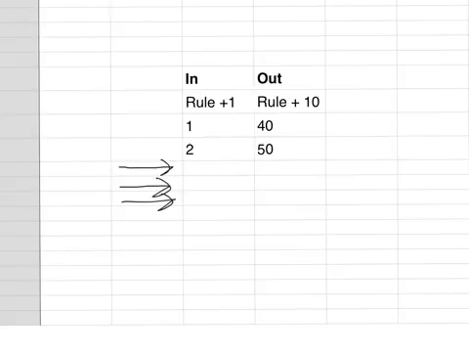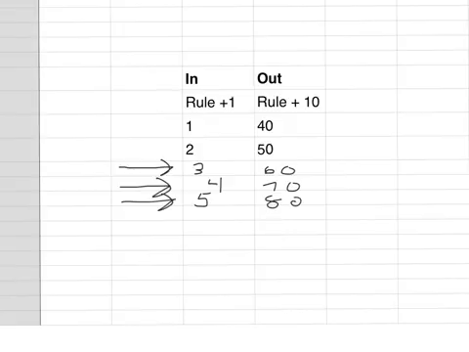So let's take a look at this. If my rule in the left-hand side for the in column is +1, that would make this next row 3, the following 4, and the last 5. And over in the out, if it's +10, we can count by tens. We have 60, 70, and 80.